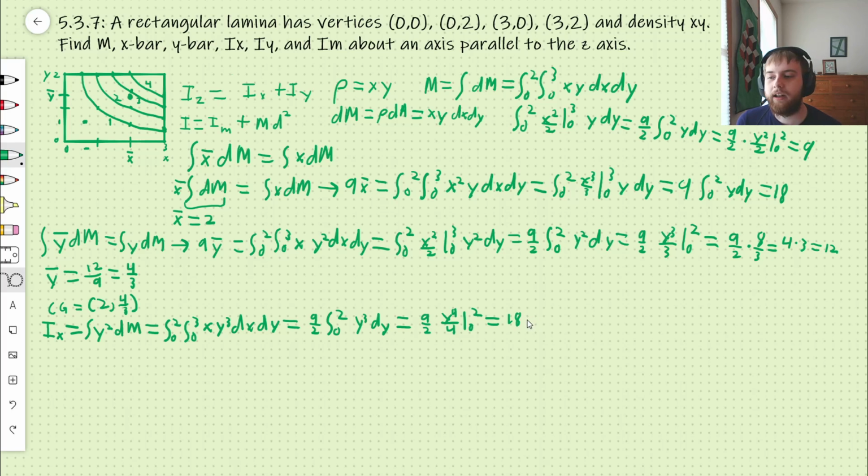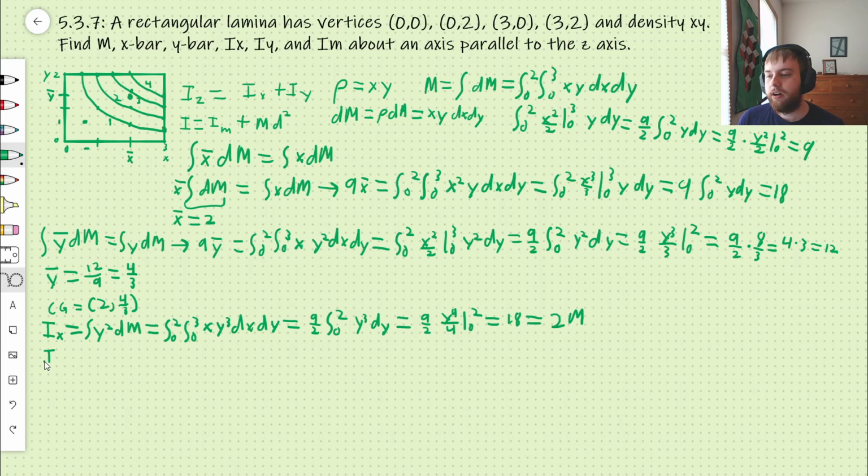But normally we write moments of inertia and such in terms of m. It kind of makes sense to do that. So we're going to say that this is equal to 2m.